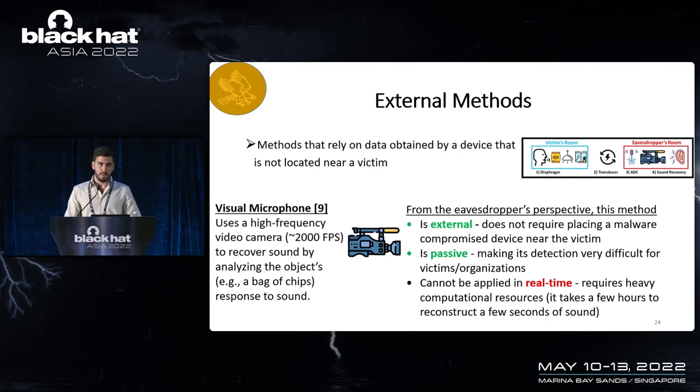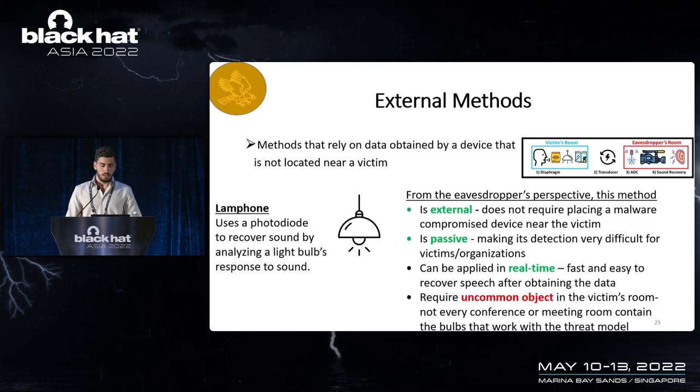However, this method cannot be applied in real time because it requires a lot of computational resources to reconstruct just a few seconds of sound. The next and last method we are going to discuss in this section is lamphone, which uses a photodiode to recover sound by analyzing a light bulb's vibration in response to the sound. This method has more advantages compared to the others because, first of all, again, it's external. It's passive, and this time it can be applied in real time, which makes it fast and easy to recover sound after obtaining the data required. However, lamphone requires an uncommon object in the victim's room, which may not be there.